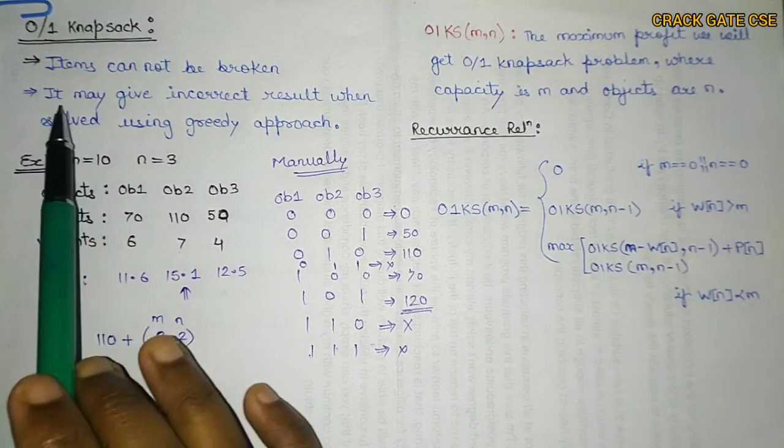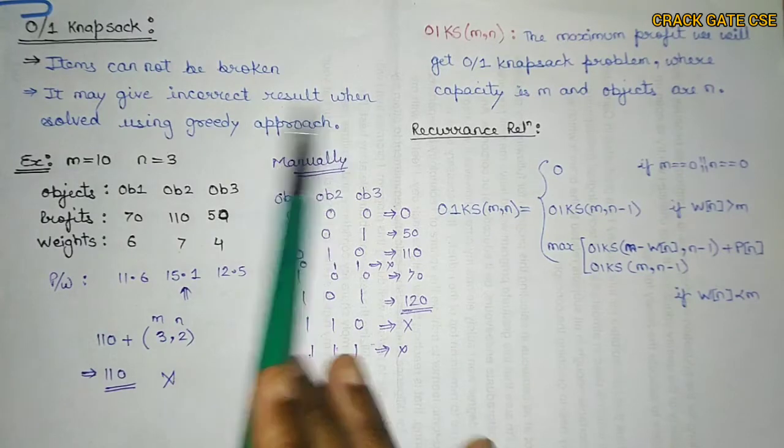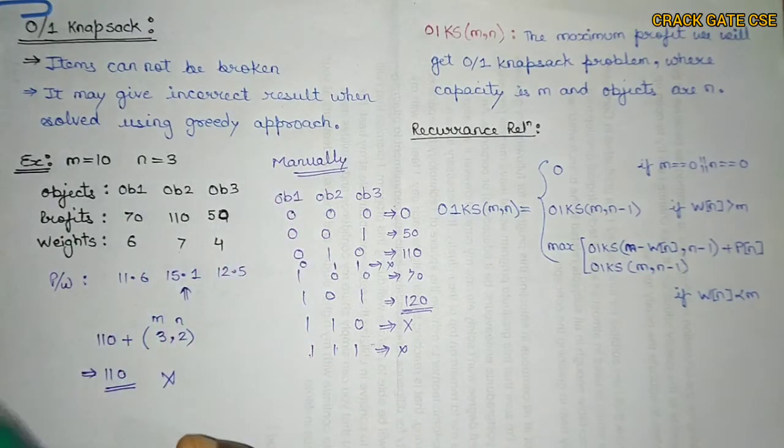That's why I said that it may give an incorrect result when we solve it using the greedy approach. So now the question is how we can apply dynamic programming. Before going to dynamic programming, let us try to find out how I can define the problem, what the recurrence relation will be, what the functions will be, and then we will go step by step to the dynamic programming approach.